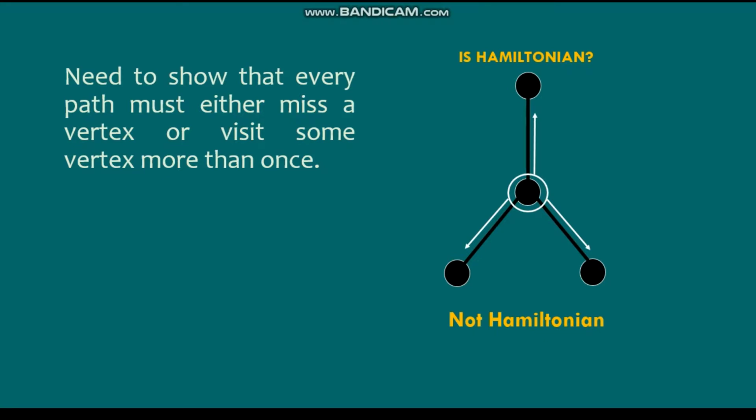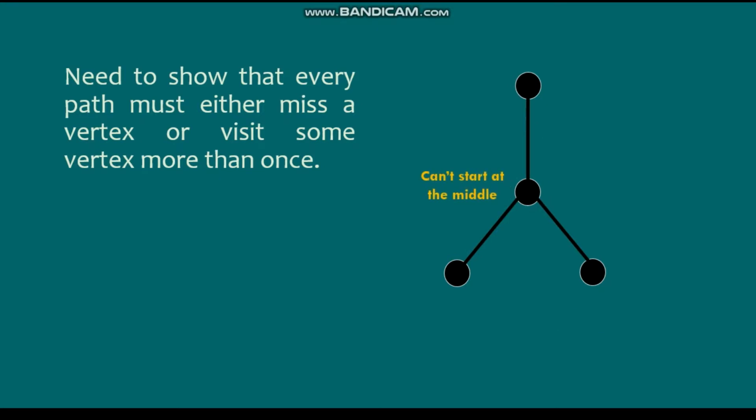And so, we can make that argument with this graph. If we start in the middle vertex, then we're going to have to visit one of the periphery vertices after that, and so maybe we jump up top, but then we're stuck, because we can't jump back to the middle, because we already visited the middle, and a Hamiltonian path is not allowed to visit vertices more than once. Alright, so a Hamiltonian tour can't start at the middle.